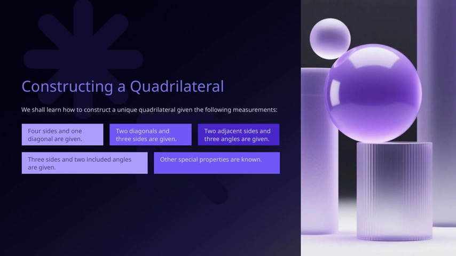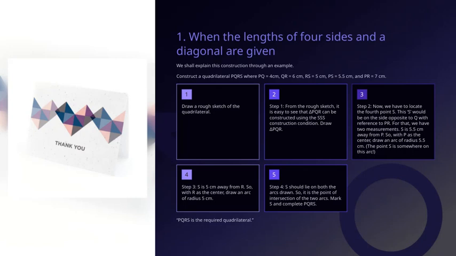Connecting all these different cases back to our overall theme, the key idea is that understanding what measurements are given guides us in choosing the right construction method. Each set of given data unlocks a specific pathway to accurately drawing the quadrilateral, making this a versatile and essential skill in geometry.